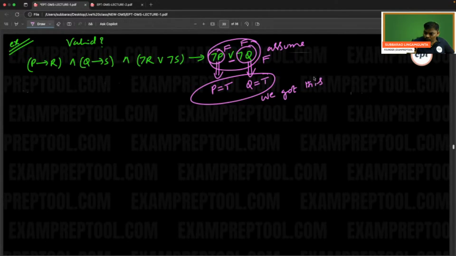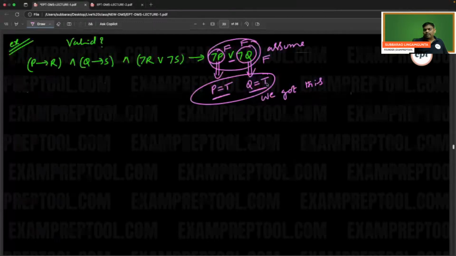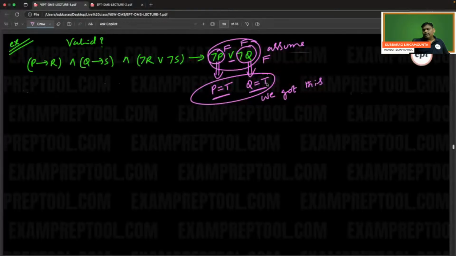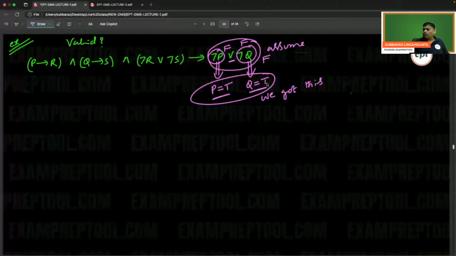Now these values you have to substitute on the left hand side. Remember P true and Q true. This is the thing which we have. But if you see the left side, P is there, Q is there, R is there, S is there. Totally 4 people are there. P and Q are already fixed. The only thing not fixed is R and S. R and S have 4 combinations, P and Q have only 1 combination.